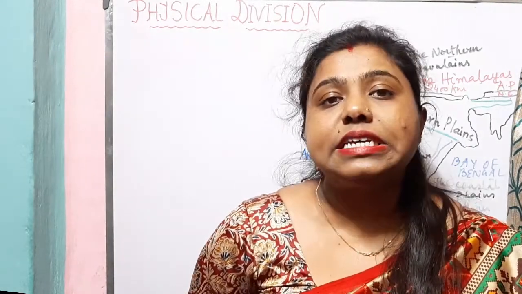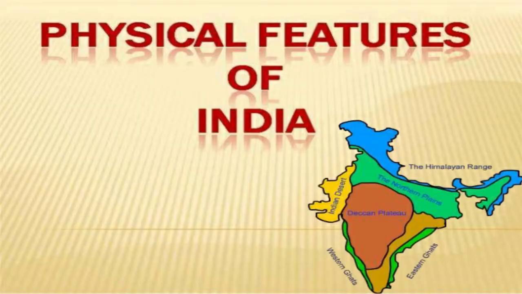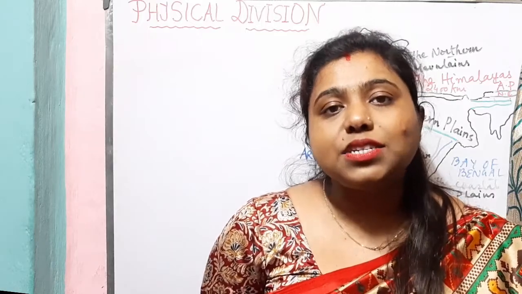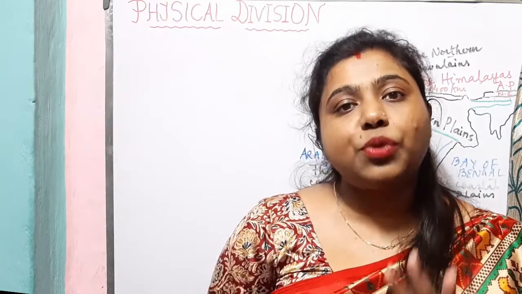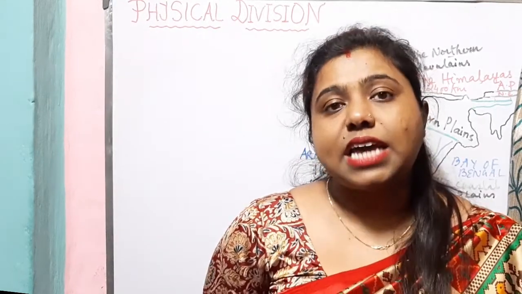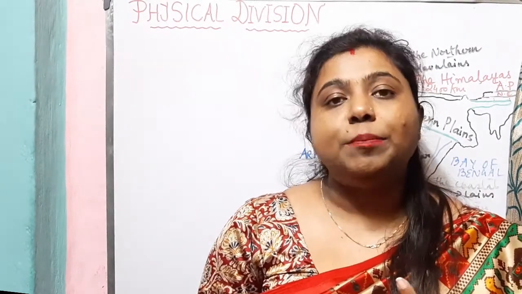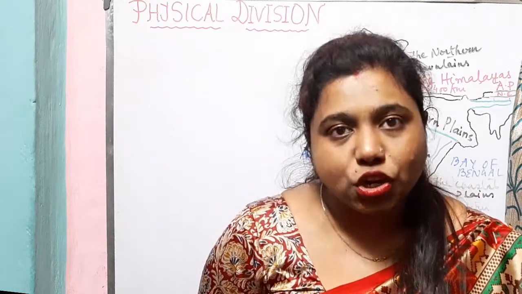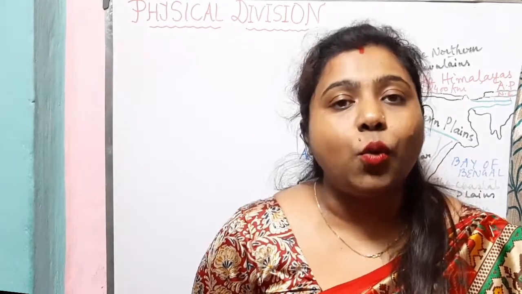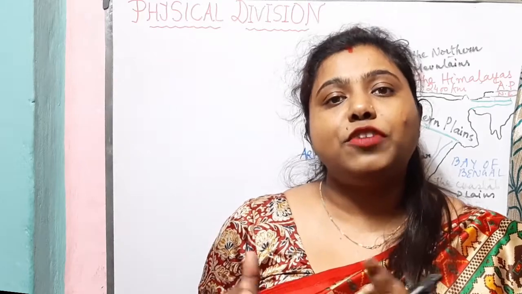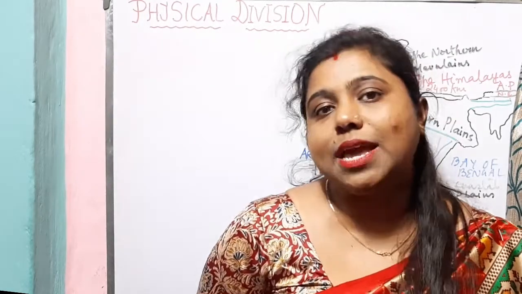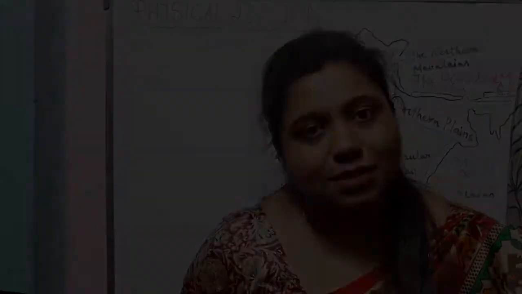Today we will continue with the topic of the physical divisions of class 6 from the chapter Our Country India. In our last video, we discussed the three physiographic divisions, that are the northern mountains, the northern plains and the Great Indian Desert. In today's video, we are going to discuss the other three physiographic divisions. So without wasting much of our time, let's get started.